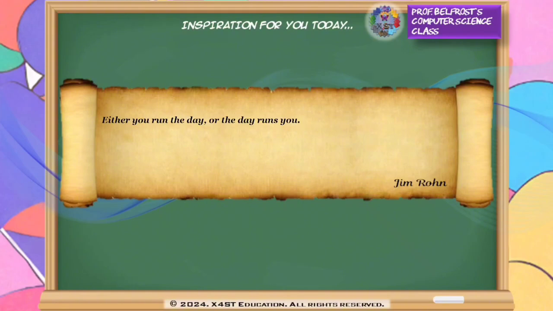Here's for you: either you run the day or the day runs you. Here's the quote I want to share with you, and this is from Jim Rohn.